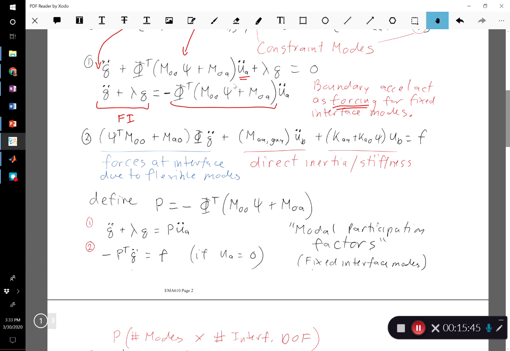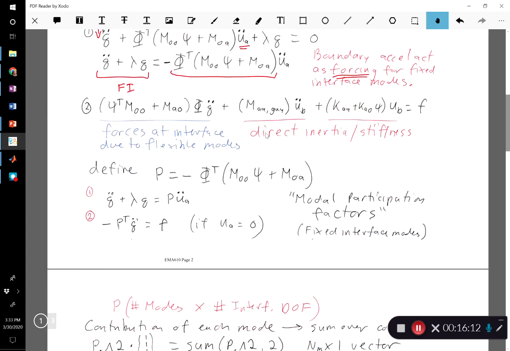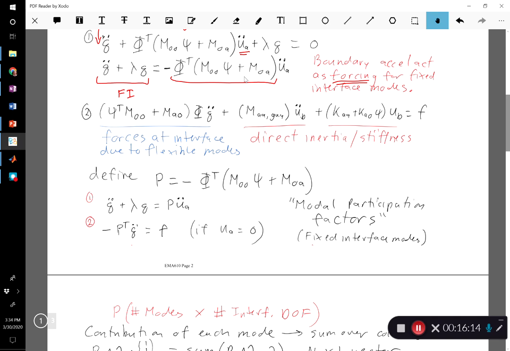Another way to think of it is if we change reference frame, rather than moving the boundary, we can say the boundary is fixed and we're applying an acceleration, a distributed acceleration across all of the nodes here in the structure. And if we're talking about this rigid body motion, we could also have a rotation at the boundary and other things. But you can think of that as a distributed inertial load. So either way, this term is really important because it tells us how the boundary motion causes the fixed interface modes to be excited.